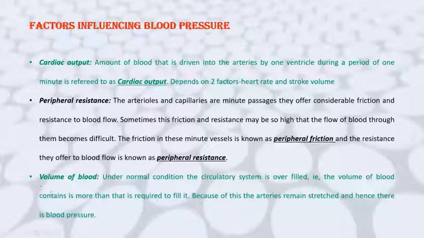Next, the volume of blood. Under normal conditions, the circulatory system is overfilled, that is, the volume of blood contained is more than that required to fill it. So under normal conditions, the whole circulatory system will be overfilled, so the volume of blood will be more. Because of this, the arteries remain stretched, and hence there is a blood pressure. The arteries remain stretched because they are completely full of blood. So the artery wall will remain stretched, and due to this stretch, some pressure will be there.